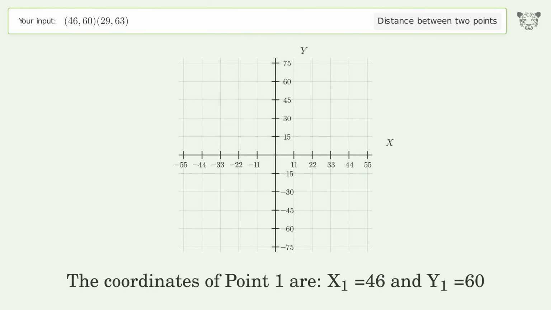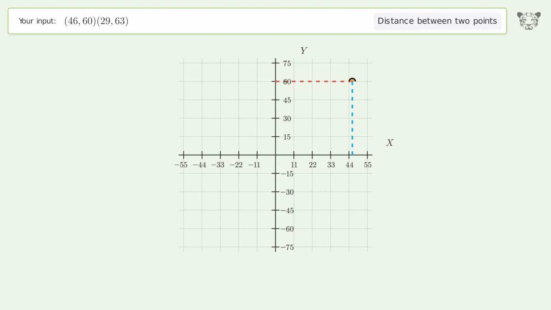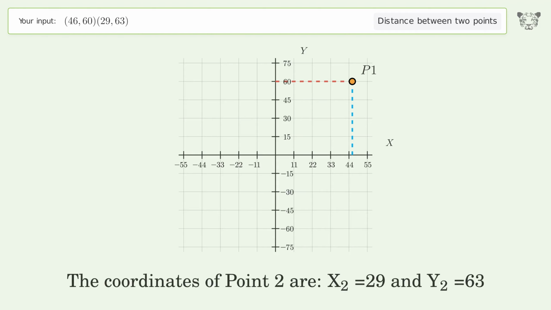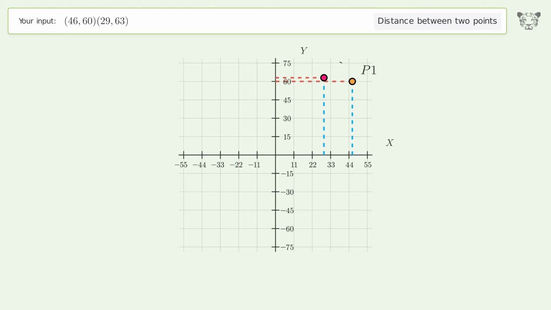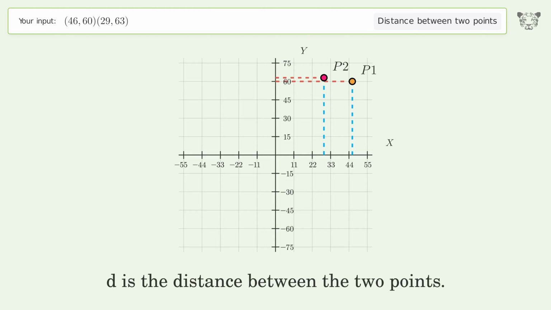The coordinates of point 1 are, x1 equals 46 and y1 equals 60. The coordinates of point 2 are, x2 equals 29 and y2 equals 63. D is the distance between the 2 points.